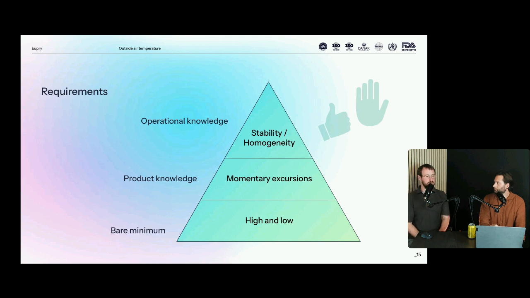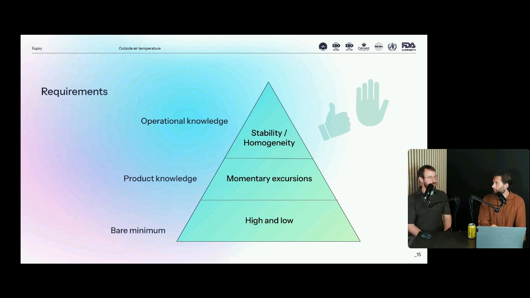If we're going to the next level of this, you need to have some sort of product knowledge. And why would you need that product knowledge? You would need it because there will be momentary excursions to the temperature. So in order to understand, well, if it goes outside my high and low limits, what happens? For how long can we accept excursions outside those predefined limits? And in that case, both for how long and how much can we accept it? And is it different for different places in the cold chain? And also for different products. And for different products, exactly.